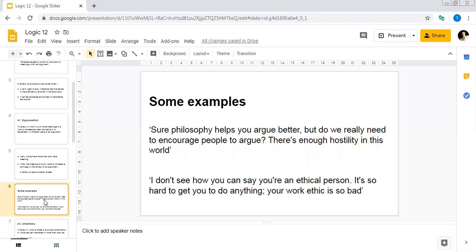Here are some examples. Let's look at the first one. Sure, philosophy helps you argue better. But do we really need to encourage people to argue? There's enough hostility in this world. What's happening here is that the word argue is being used differently in the argument.